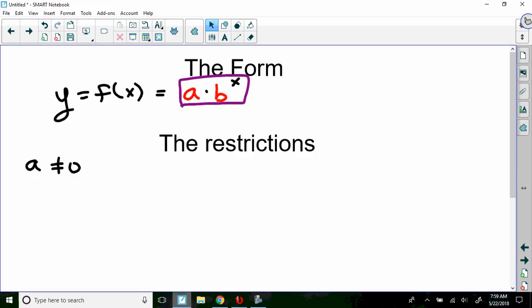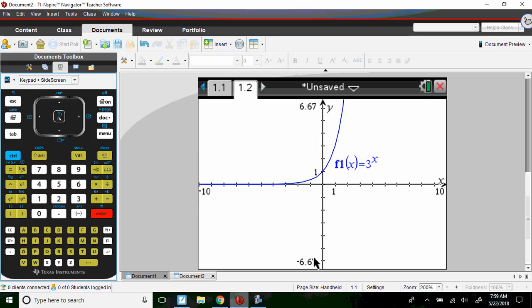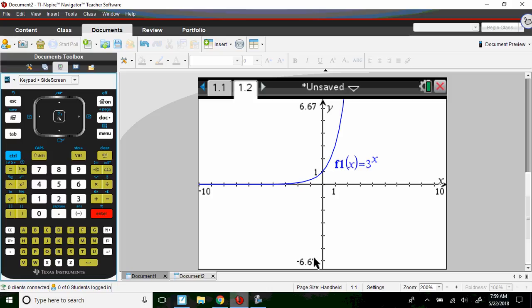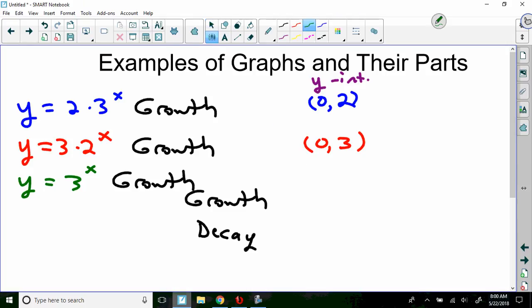So when we have just 3 to the x, change colors again here, y equals 3 to the x, does that represent growth or decay? That represents growth. Okay. Now, what's the y-intercept of that function? I'm hearing 3, I'm hearing 1. It's 1. If you're not sure, look at the table. The value of y when x is 0, the y-intercept here is 1, right? Okay. So the y-intercept of this one is the point 0, comma 1.